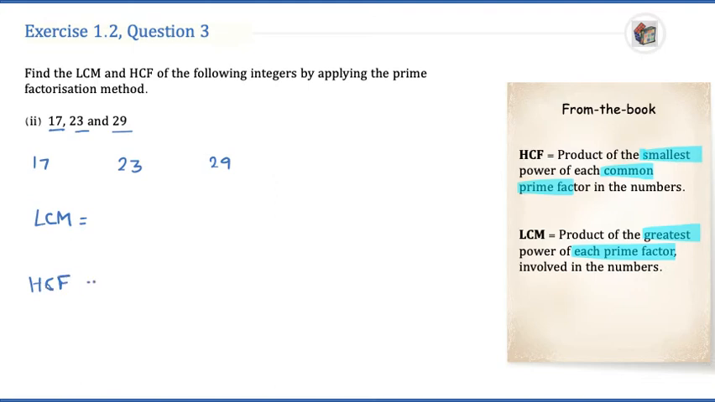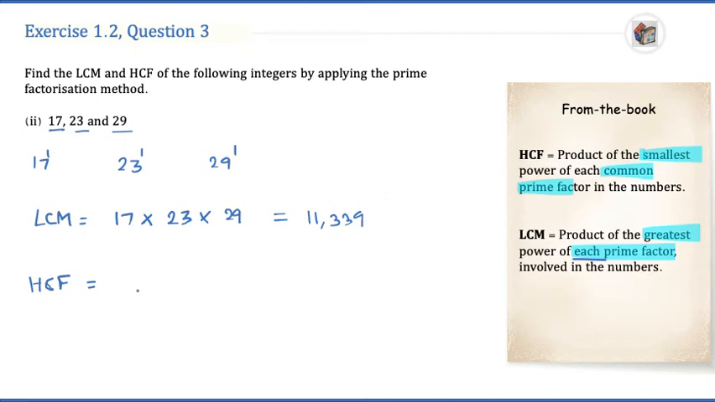Now if I see the HCF and the LCM, the rules are still the same. LCM takes each prime factor, so it will have 17, it will have 23 and 29, and every prime factor with its greatest power. But the power anyway is just 1. You don't have options, so you take them as it is. This product, which will give you 11,339, this is the LCM.